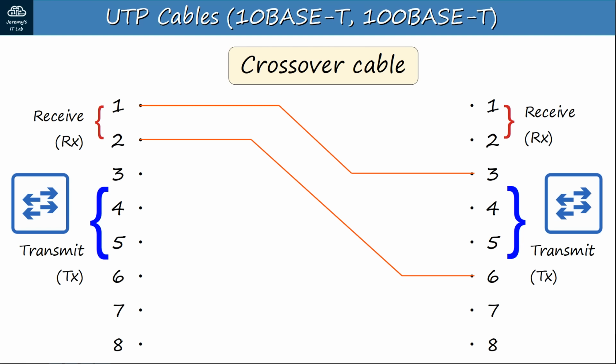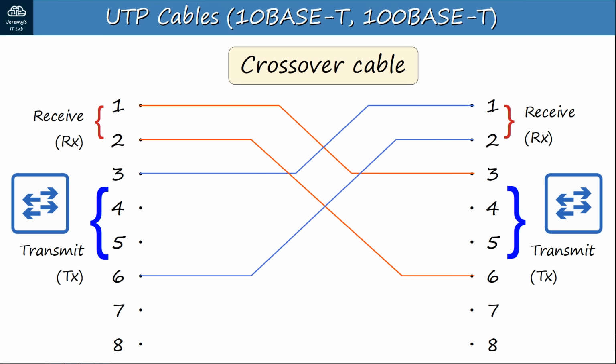Then pin 3 on the left side will connect to pin 1 on the right side, and pin 6 on the left side will connect to pin 2 on the right side. The wires are crossed over each other, hence the name crossover cable. The transmit pins on one side are connected to the receive pins on the other side, so now the two devices can send data to each other with no problems.